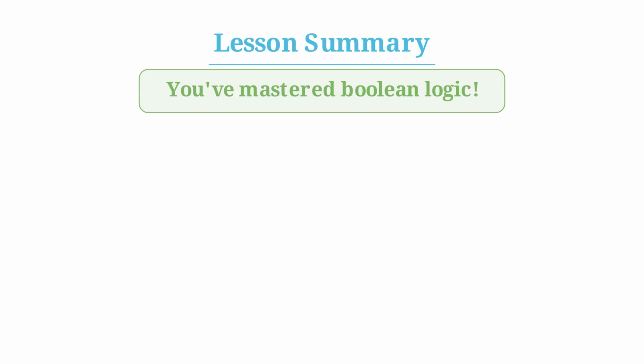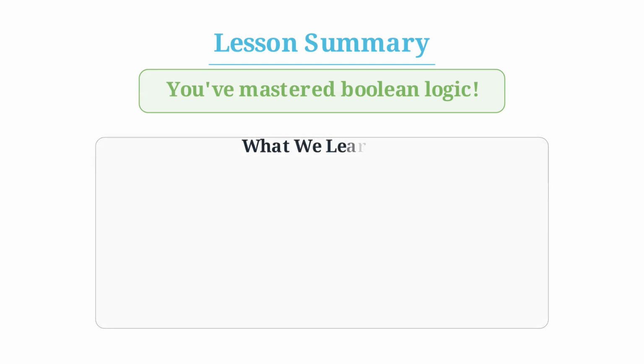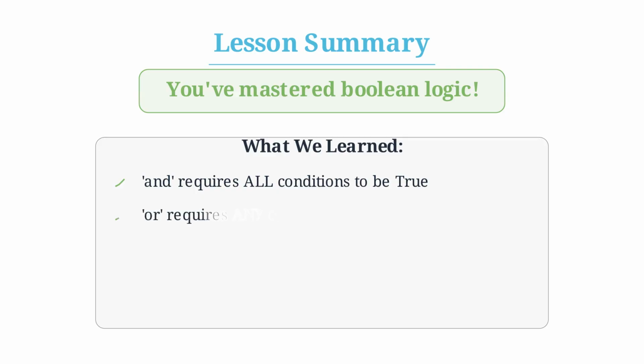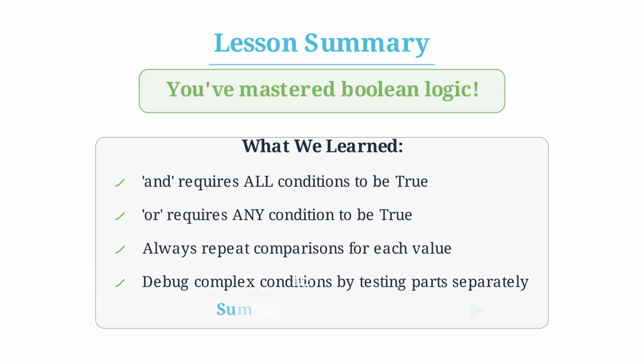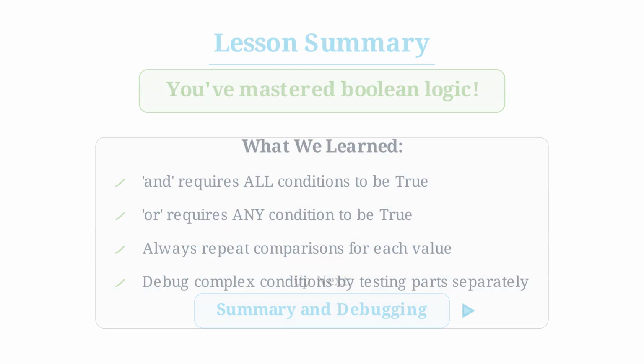Incredible work. You've mastered Boolean logic. Remember, AND is strict and requires all conditions to be true, or is flexible and requires any condition to be true. You must always repeat comparisons for each value you're checking. And when debugging complex conditions, test the parts separately first. Next up, putting it all together with summary and debugging strategies.